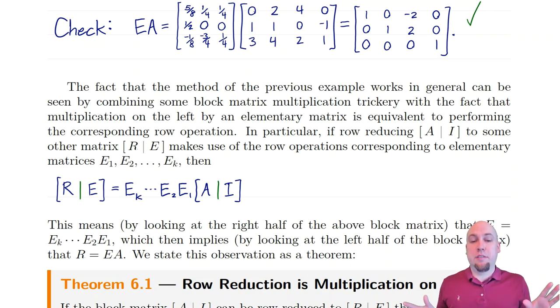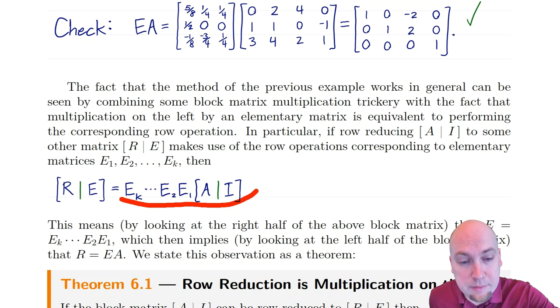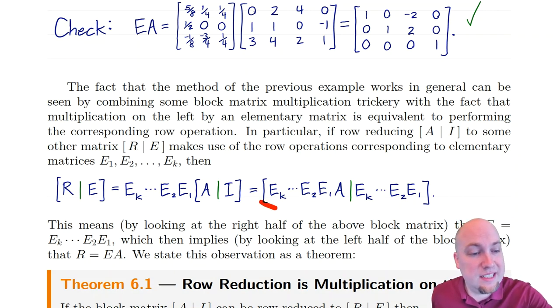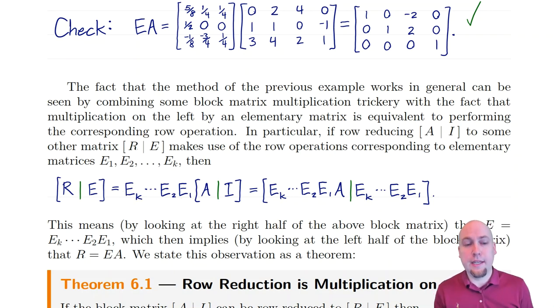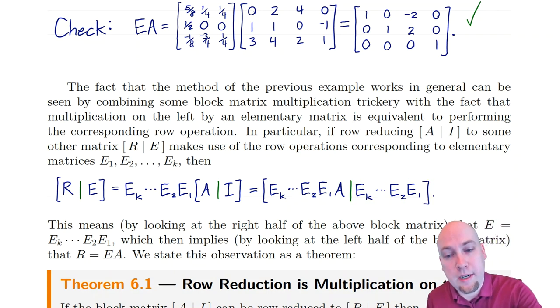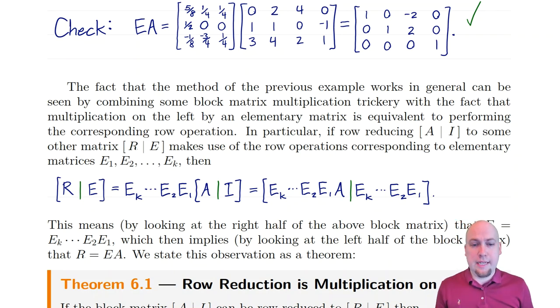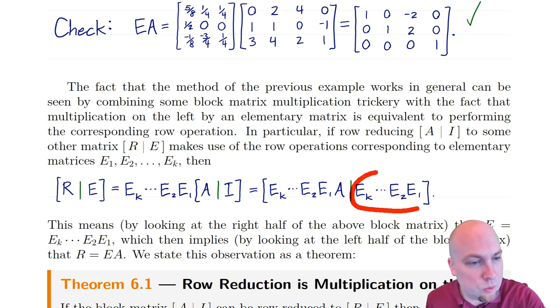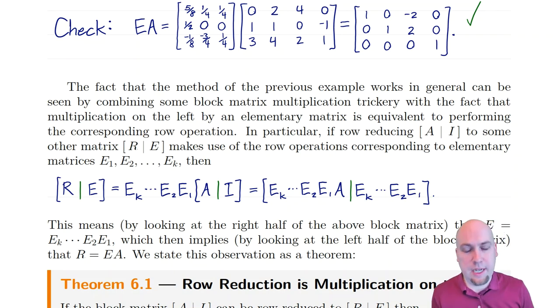But now if you use your block matrix multiplication tricks and actually do the block matrix multiplication, multiplying these in, you see that this matrix over here is the same as this matrix. Block matrix multiplication tells us that if you have a matrix times a block matrix, you can just multiply this matrix into each piece. So now you just compare left and right-hand sides. In the right block on the right-hand side, I've got the product of all the elementary matrices, whereas in the right block over here, I've got E. So those have to be the same thing: E equals EK times E2 times E1.